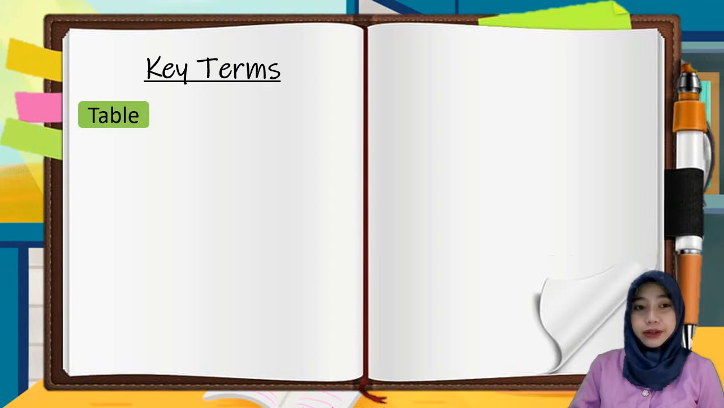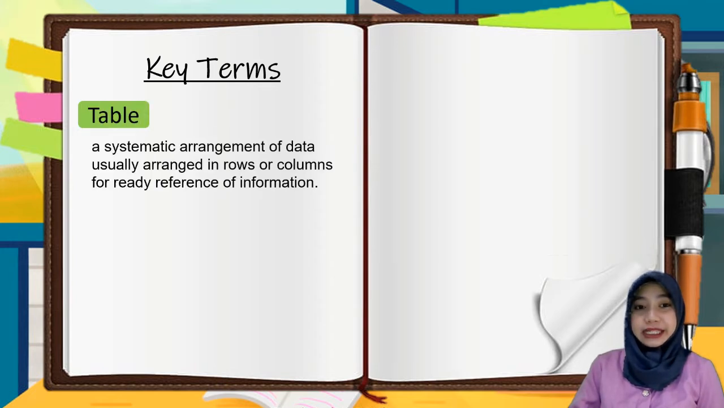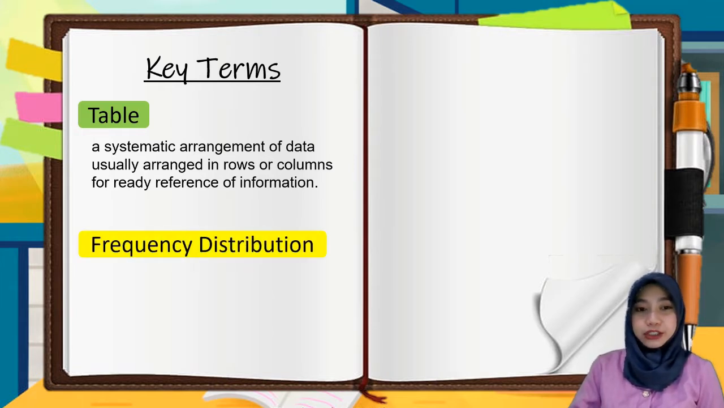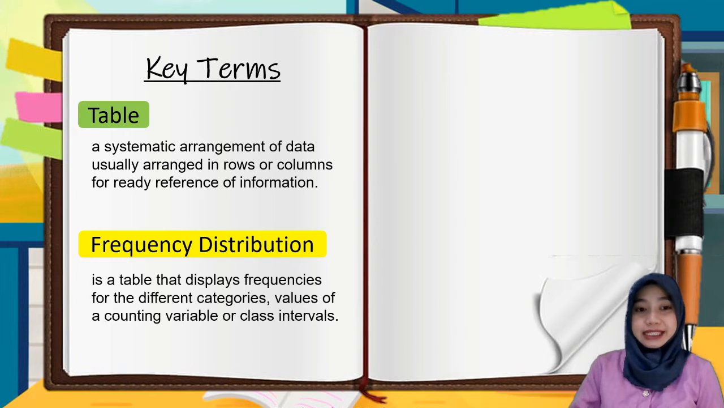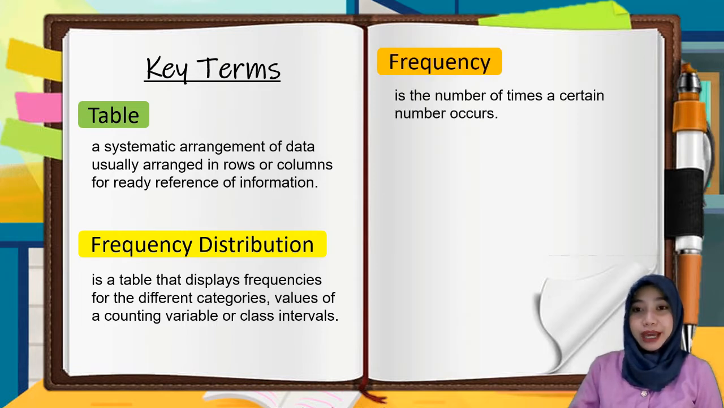We have table, which is a systematic arrangement of data usually arranged in rows or columns for ready reference of information. We also have the frequency distribution. It is a table that displays frequencies for the different categories, values of a counting variable or class intervals. Next, we have the frequency. It is the number of times a certain number occurs.